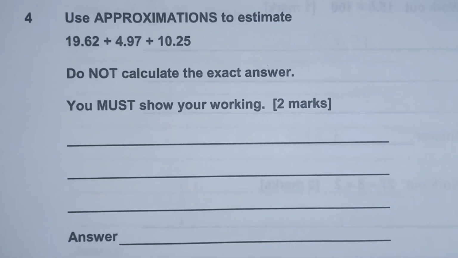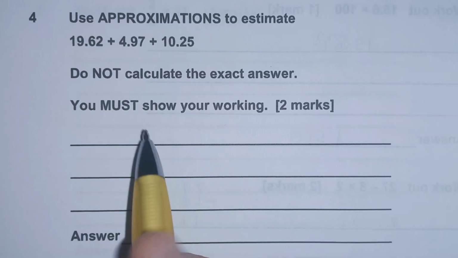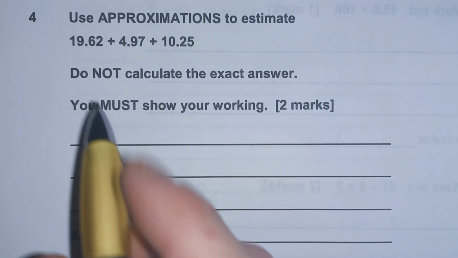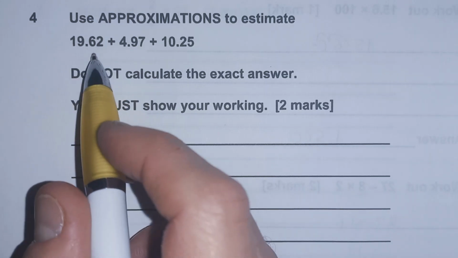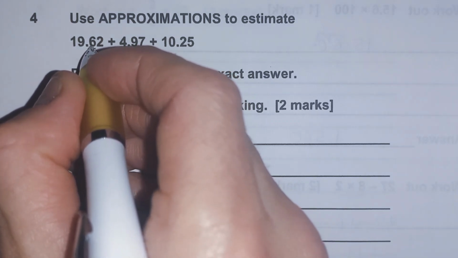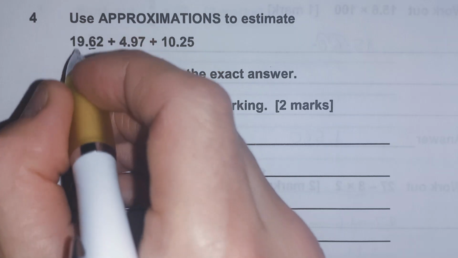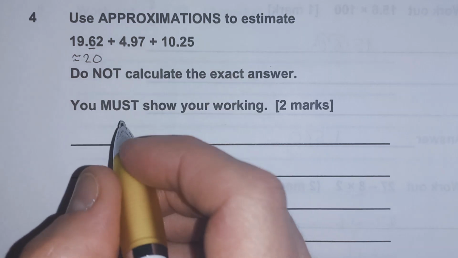Question 4. Use approximations to estimate 19.62 plus 4.97 plus 10.25. Okay, so approximations. It says do not calculate the exact answer. Right, so if we're going to approximate, let's approximate to the nearest whole number. So 19.62, well, we look at the first decimal place, which is a 6. If it's 5 or more, we need to round up. So the 19 is going to become, so put approximately equal to 20.